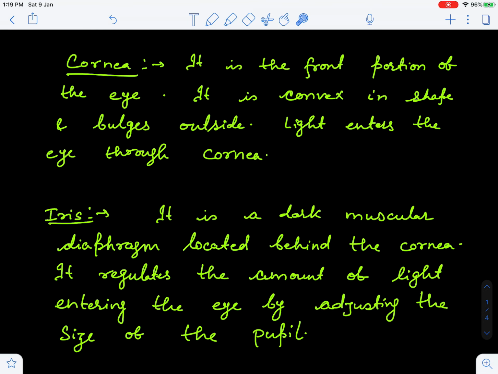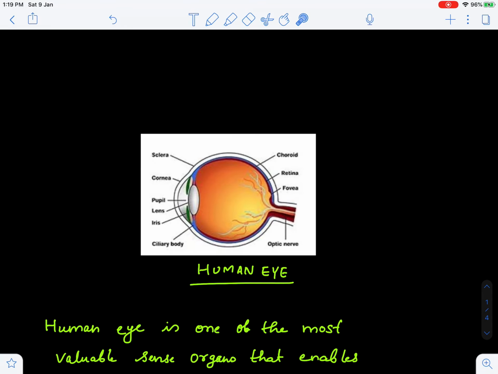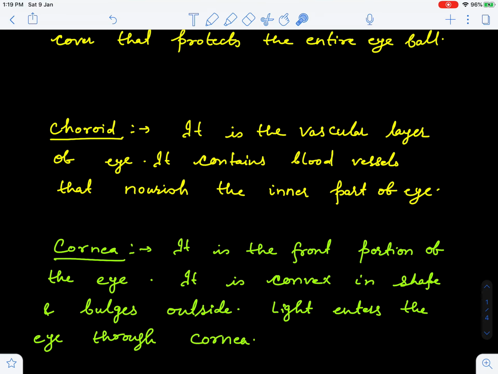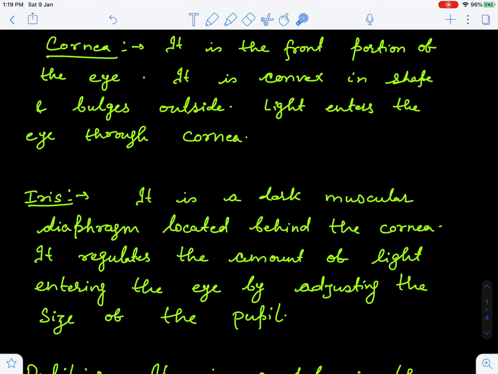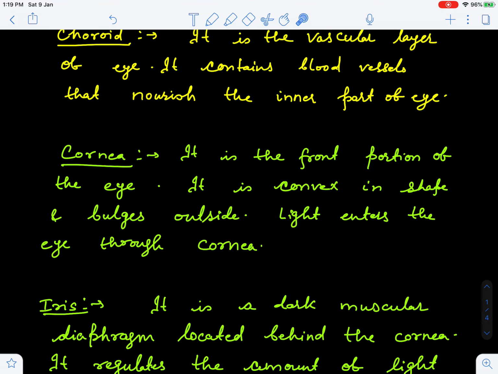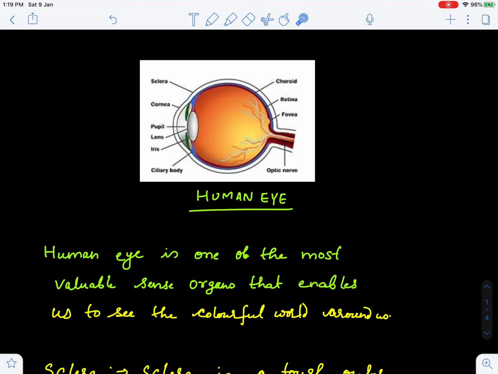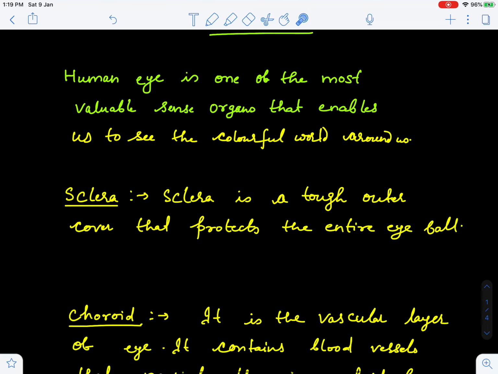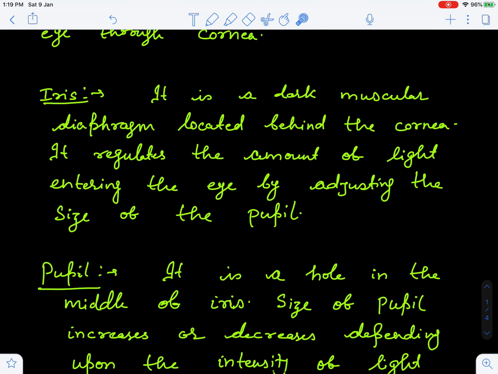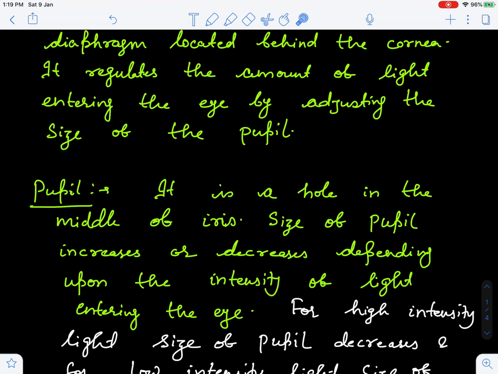Now, guys, the iris. Iris is a dark muscular diaphragm located behind the cornea. You can see the iris here, just behind the cornea. These are dark muscles. I have written here, it is a dark muscular diaphragm located behind the cornea. It regulates the amount of light entering the eye by adjusting the size of the pupil, which is a small opening. The pupil size is adjusted by the iris, so how much light can enter your eyes is controlled by it. The pupil is a hole in the middle of the iris.